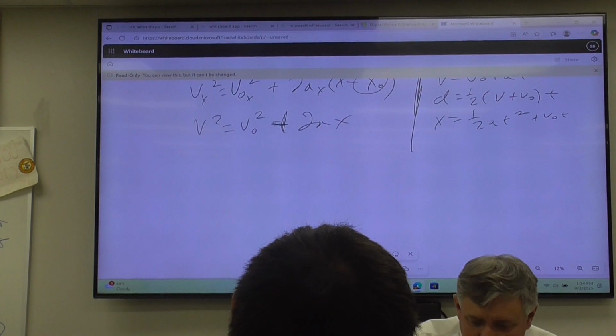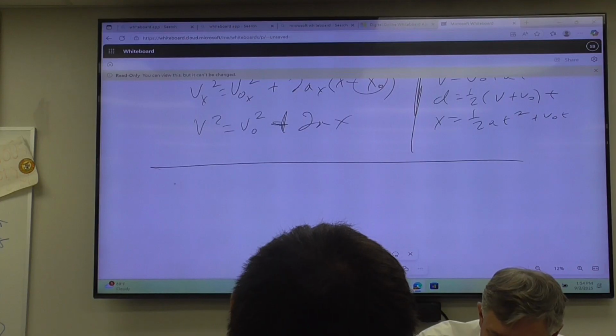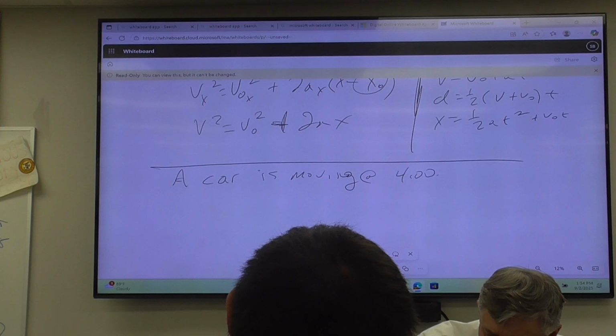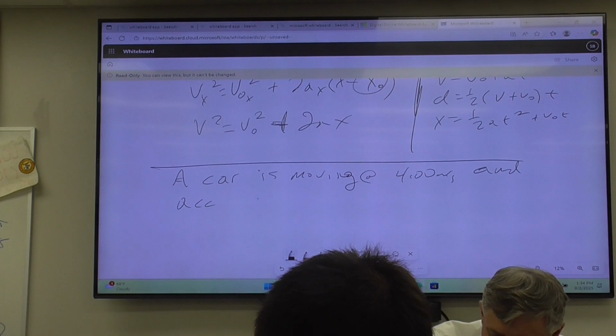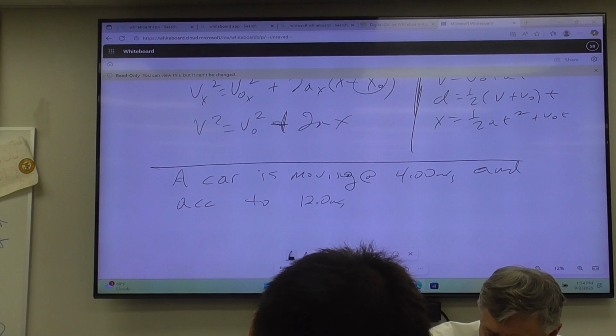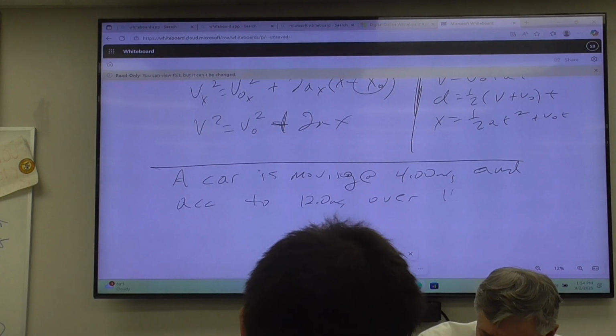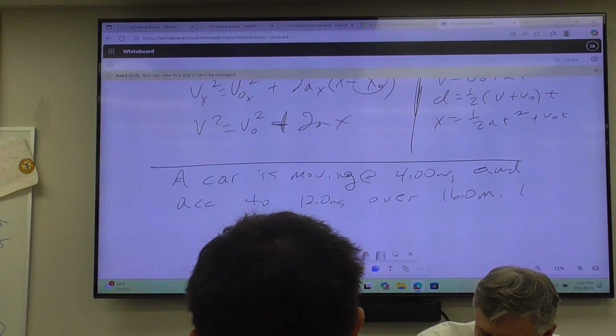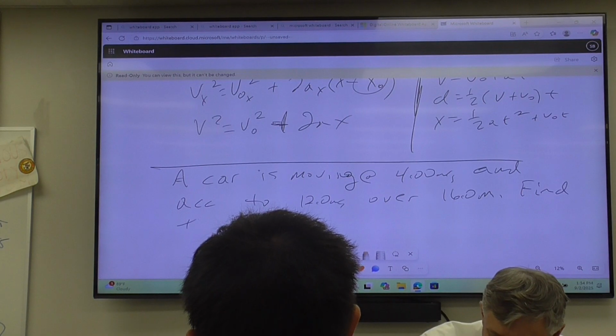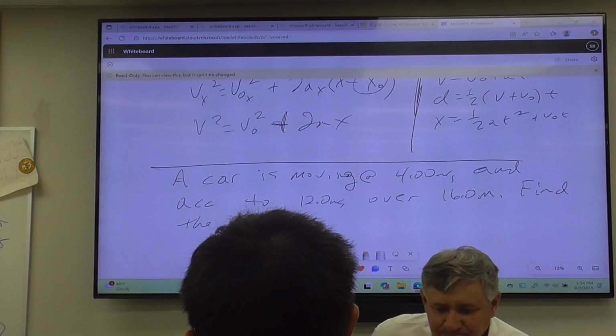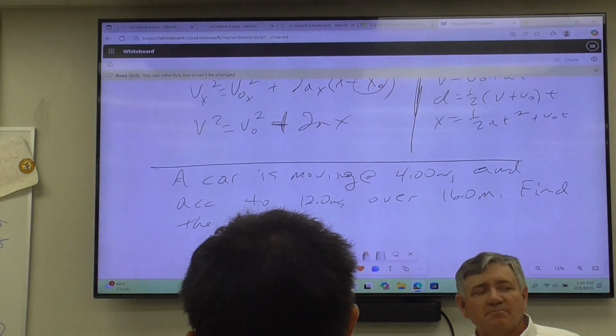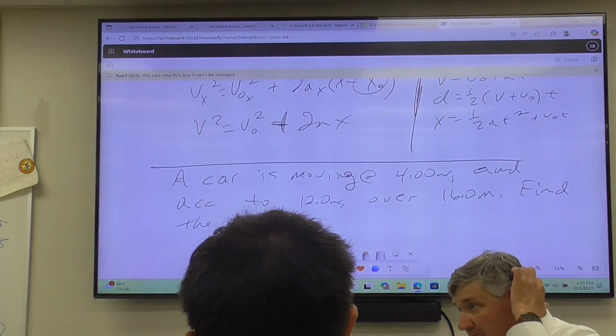So here's how this would play out. A car is moving at 4 meters per second and accelerates to, I don't know, 12 meters per second over 16 meters. Find the acceleration. Okay? So here's the anomaly about acceleration.